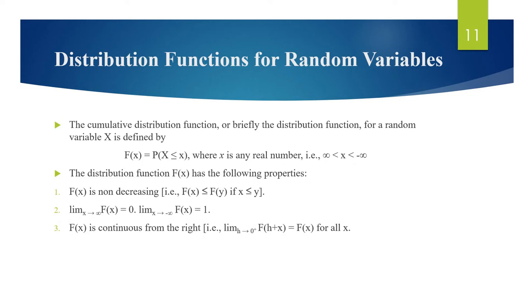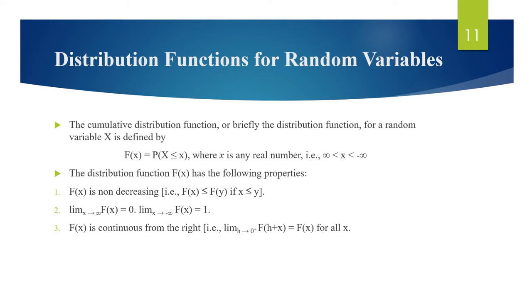Let's move on to the next topic, which is distribution functions for random variables. The cumulative distribution function, or briefly the distribution function for random variable x, is defined by F of x equal to probability of capital X less than or equal to small x, where small x is any real number, that is, it lies from minus infinity to infinity. The distribution function F of x has the following properties. The first property is that F of x is non-decreasing, that is F of x is less than or equal to F of y if x is less than or equal to y.